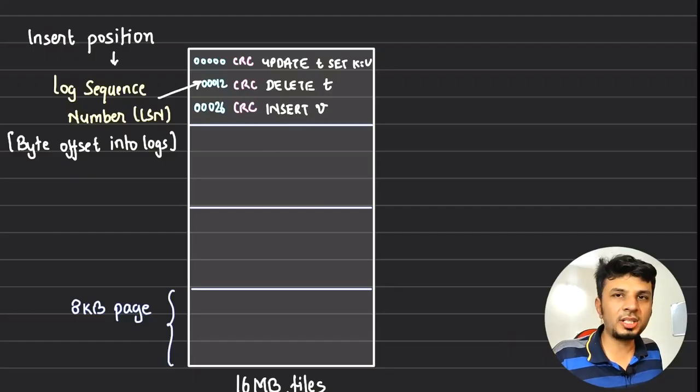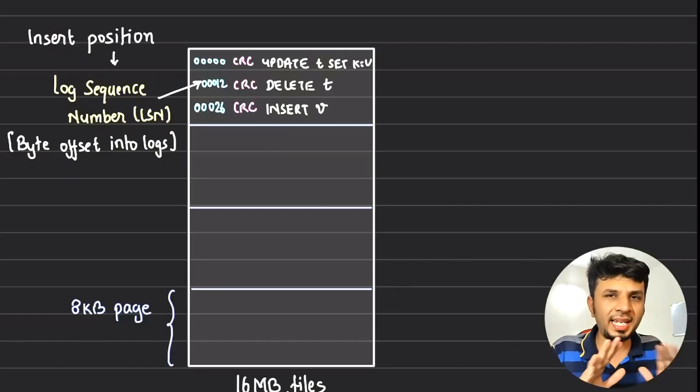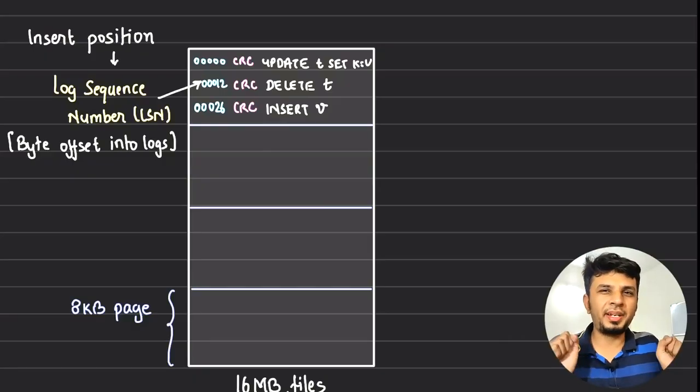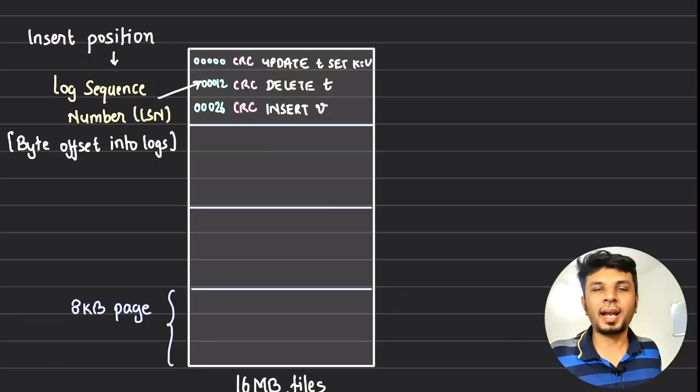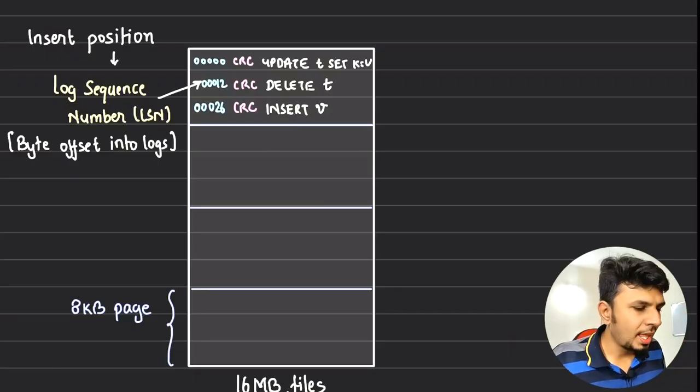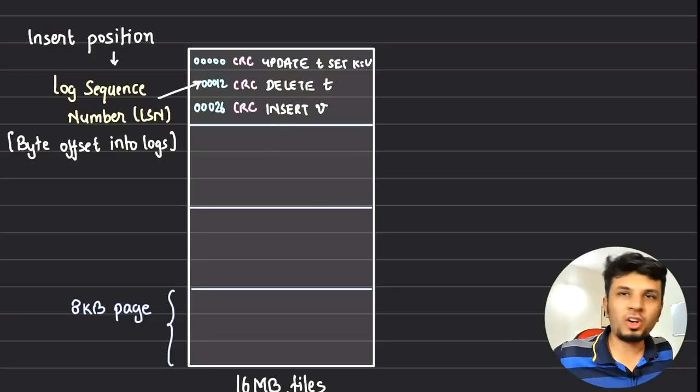And this technique is not just limited to databases, not just limited to relational databases, but any database or anywhere where you would want to have a very strong reliability guarantee, you would use something like write ahead logging. Okay, that's it for this one.